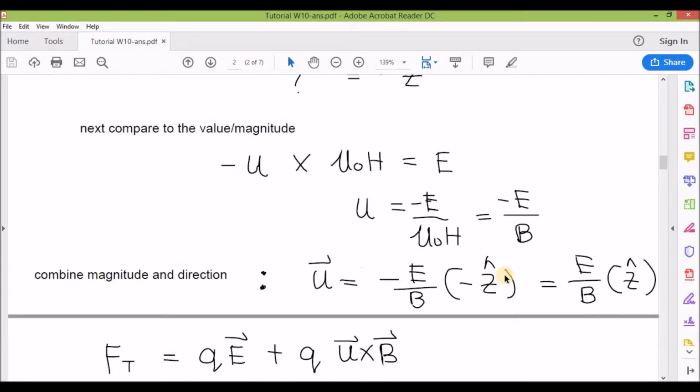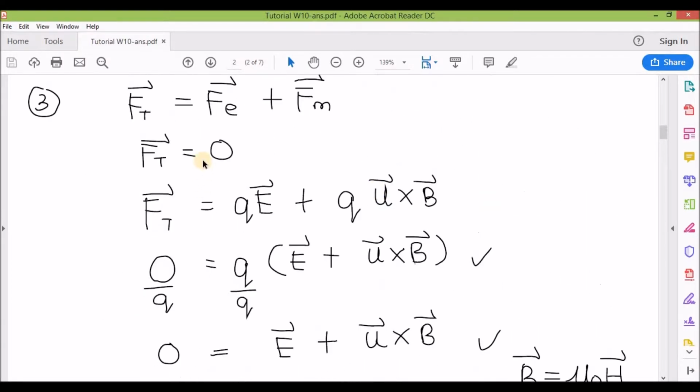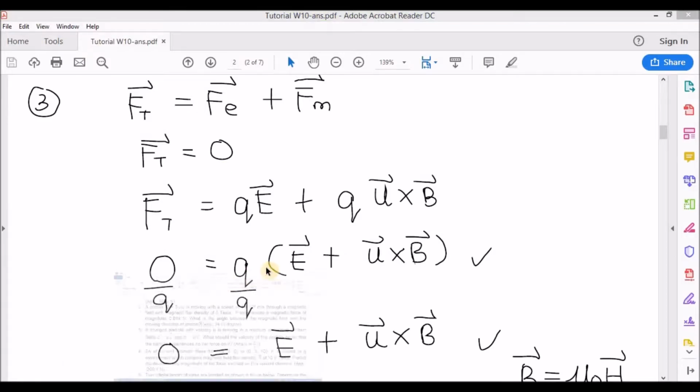So if you want to specify the U in vector quantity, this one will be its magnitude and this one will be its directions. Negative, negative, and it will become positive. So this one will be the U. So when the U is in this magnitude and directions, we will get our total force equals to 0. Okay, so this is question 3.